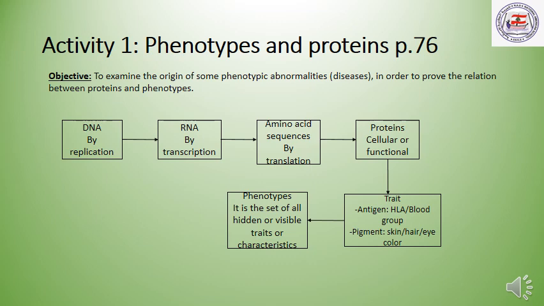The traits can either be antigens like HLA or the biological markers of cells, and blood groups, which specifies the blood group of an individual. Or they can be pigments like skin, hair, or eye color pigments. Then these traits are going to be expressed in the individual, which is going to be known as phenotypes. It is the set of all the hidden or visible traits or characteristics that are expressed in an individual.